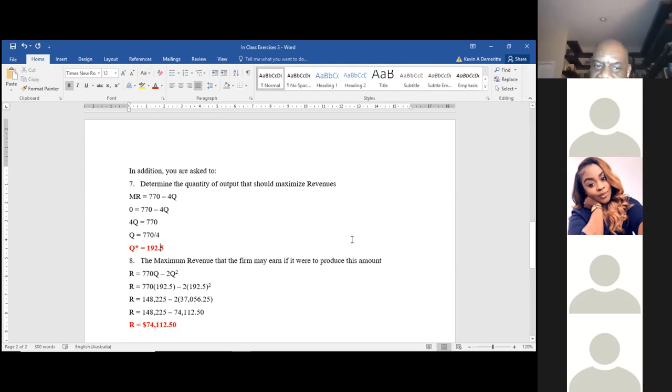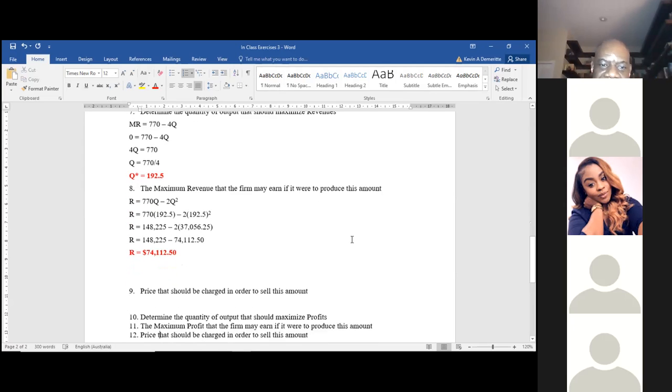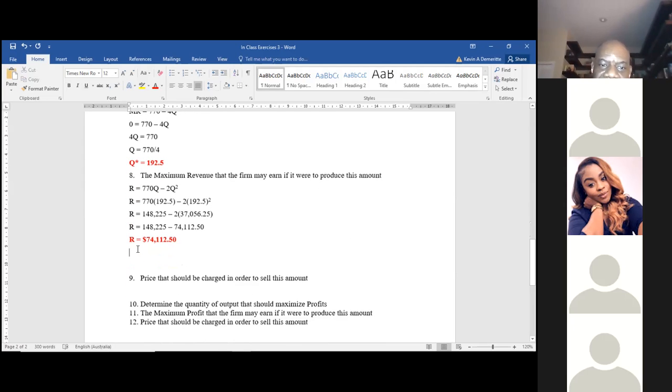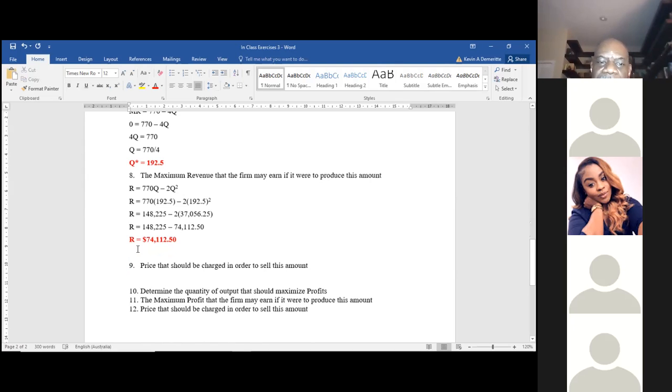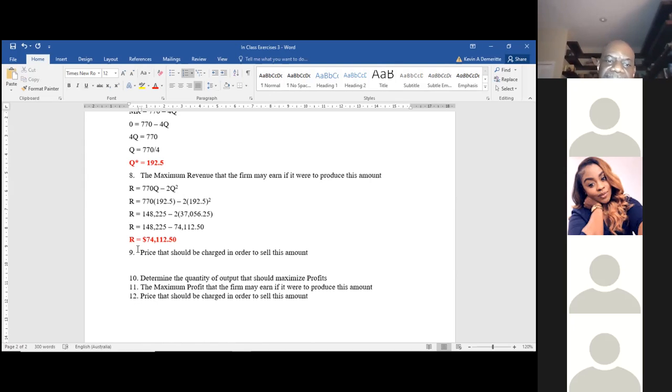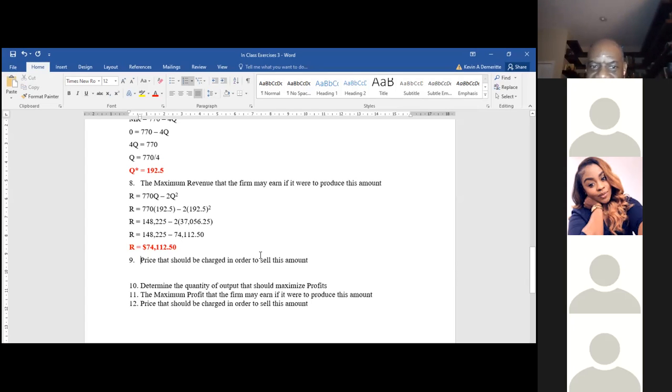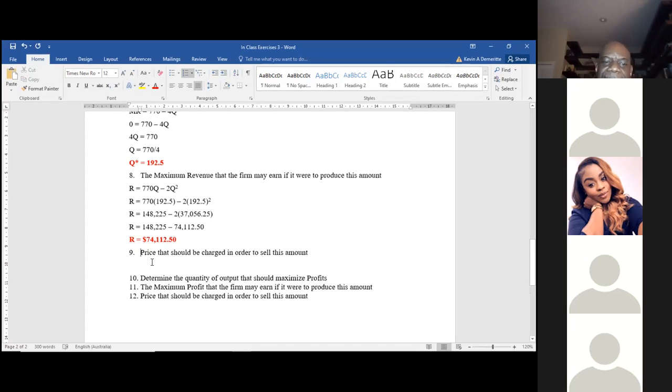Okay. How far have we gotten? Question 9. What price should be charged to sell this amount? Any ideas? There's a reason why we produce all those equations at the very beginning of the question, so we can make use of them. Use the inverse demand equation. Bingo. The inverse demand equation is also known as the price equation.